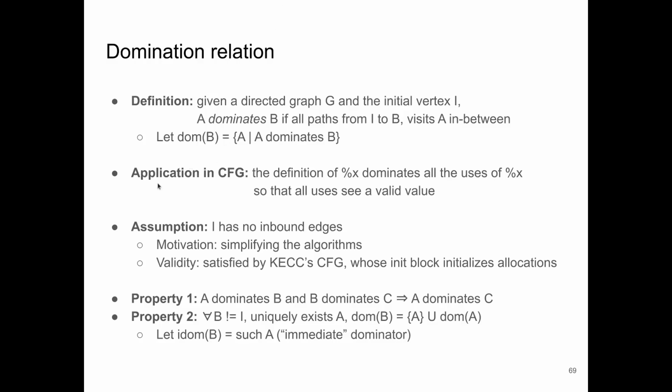Let's assume this notation, where dom(B) is the set of dominators of B. It is the set consisting of the vertices A that dominate B. So this idea is applied in the CFG. The CFG is itself a directed graph, so you can immediately define the domination relation among the blocks.